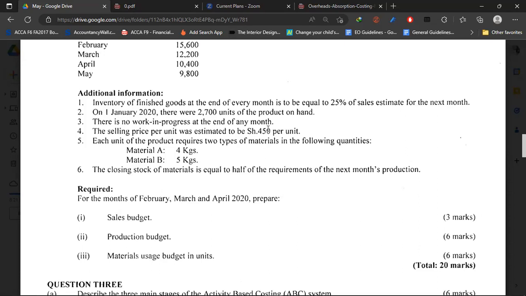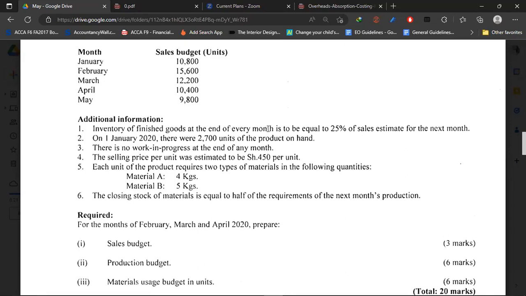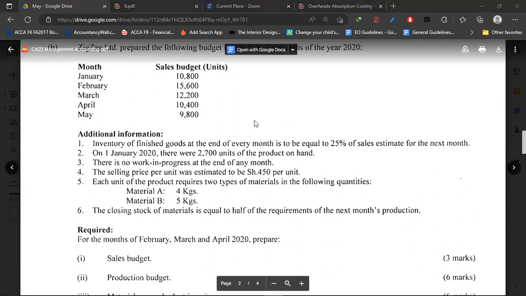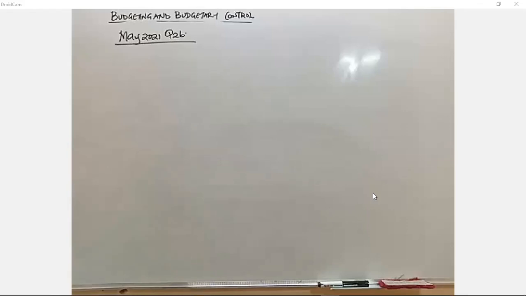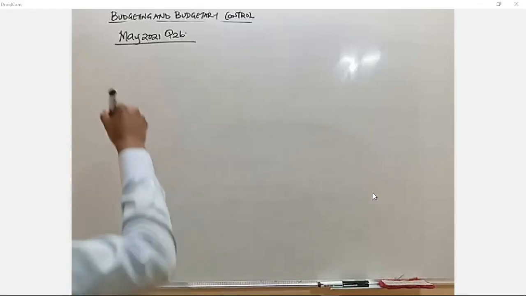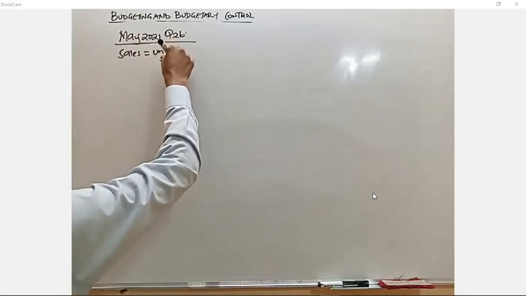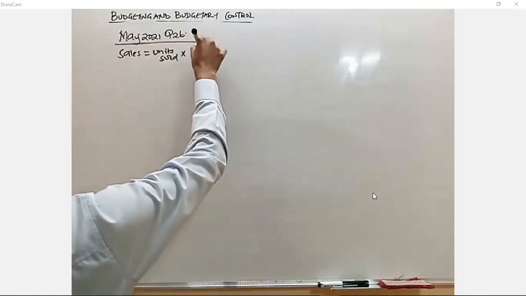Very good. I can see we have around 15 marks to work on. And I can see that this is the thing that we did under the functional budgets. And we just want to determine how we can calculate this kind of question when we come across it in any exam. Now, I can see that the first thing that I have to work on, examiner is talking about the preparation of sales budgets. And we said to get the sales budgets, we are going to be taking the units sold, we multiply by the selling price.